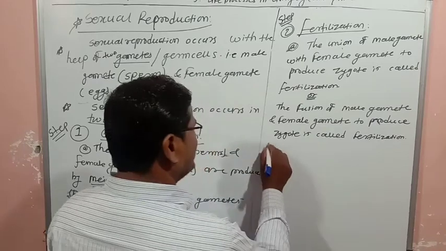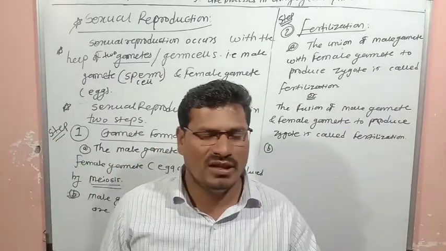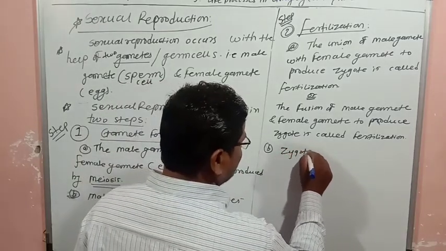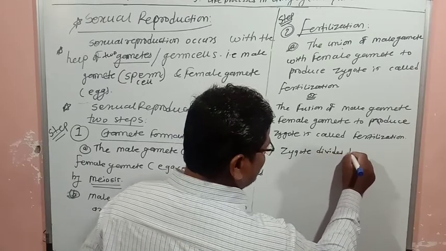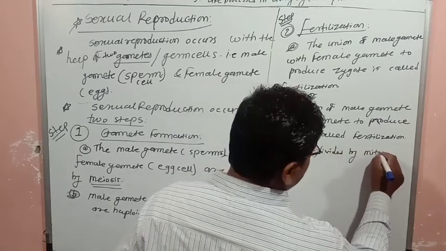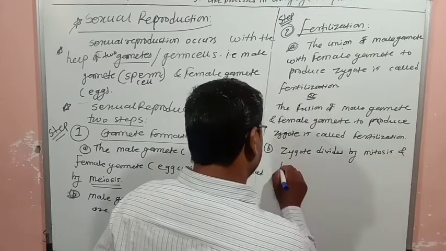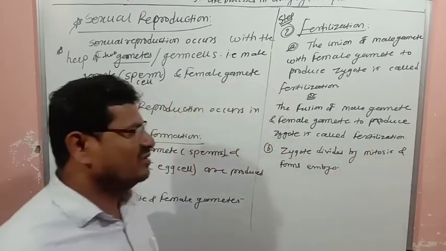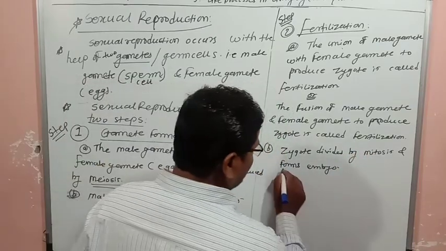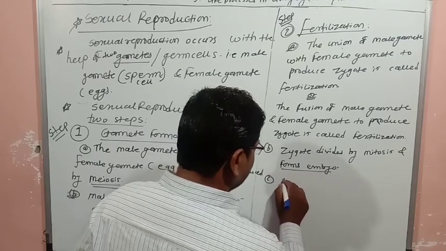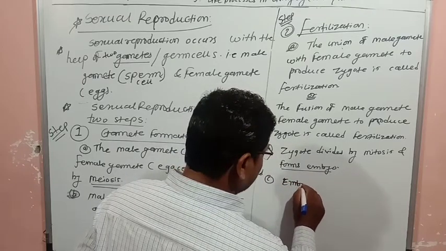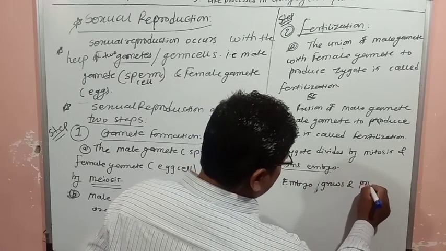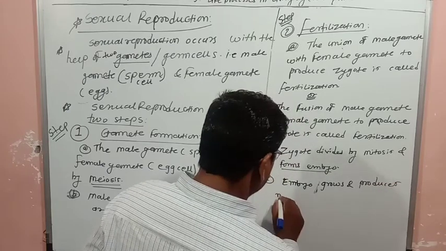Okay. Second point, point B. After fertilization, zygote formation takes place. Then the zygote divides by mitosis and forms an embryo. The embryo grows and produces a new individual.